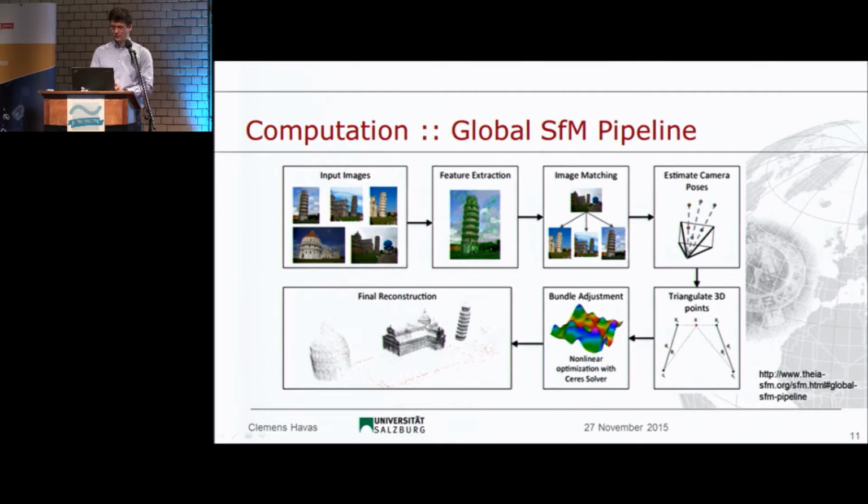Therefore, we use the global structure from motion pipeline, and I would like to shortly describe it to you. We take some images, extract the features out of the images, then match the features of the images and estimate the camera poses, from which angle the pictures were taken. Then we perform the SIFT algorithm and create the point cloud. At the end, we do bundle adjustment to reduce the residual errors. And as you can see, at the end, we get a point cloud.